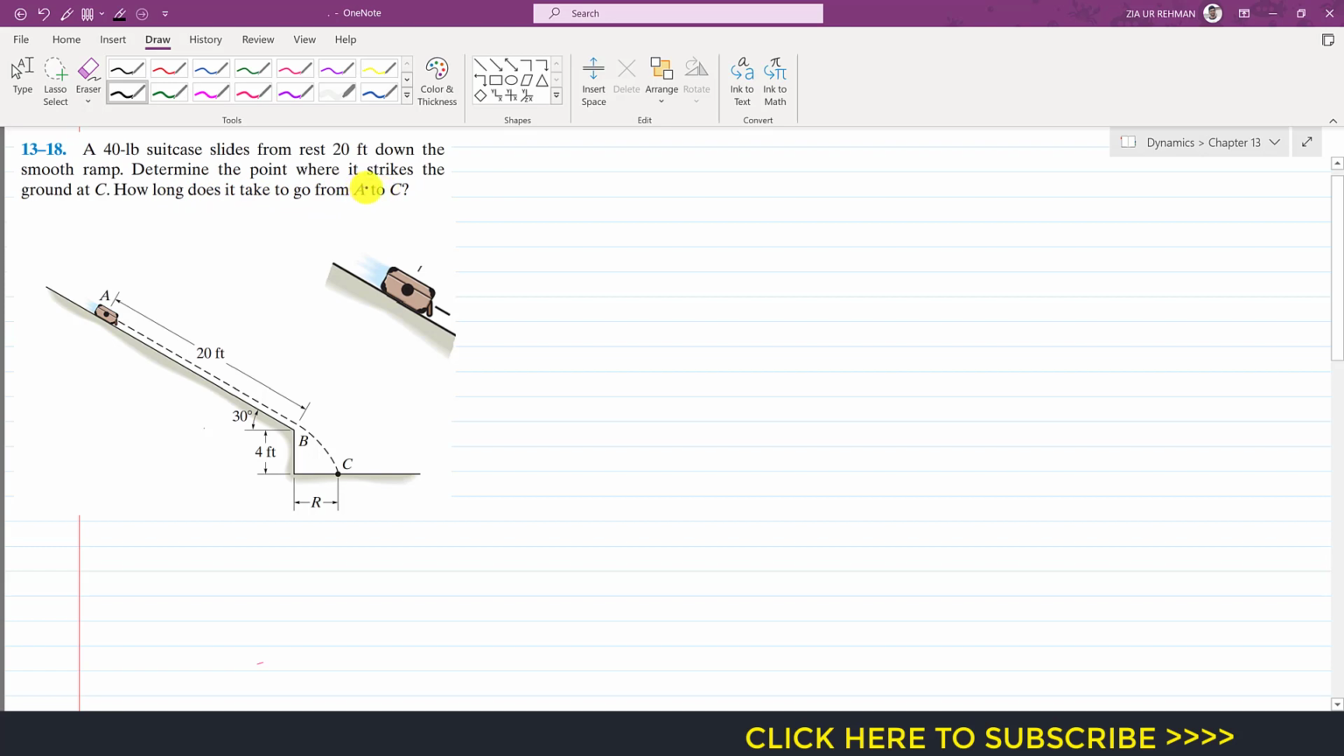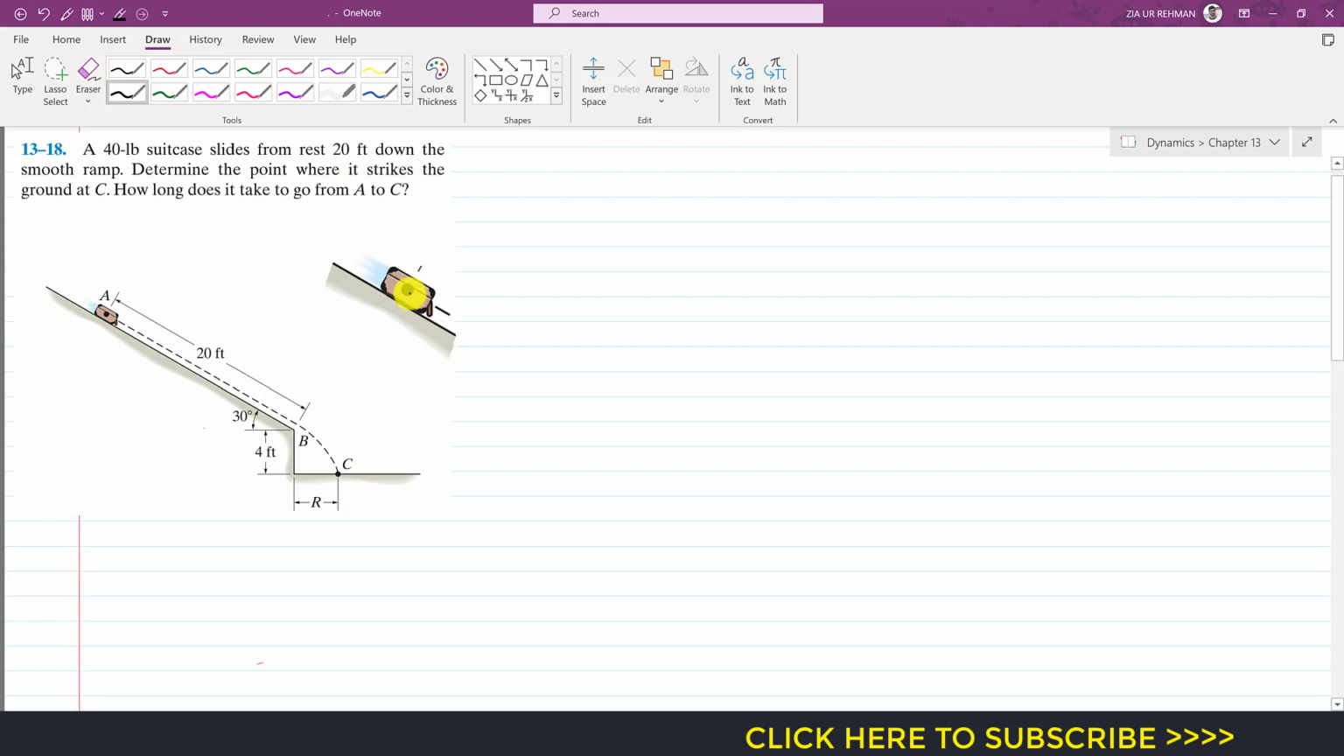So we have to determine this point C, which is located at a distance of r from this particular point. So we have to find this r, and we have to determine the total time from A until C that the suitcase will take to reach that point C.